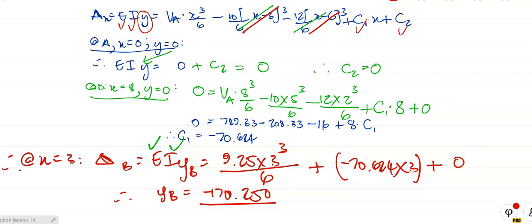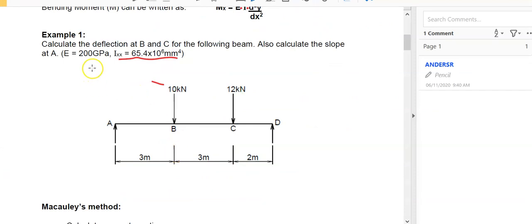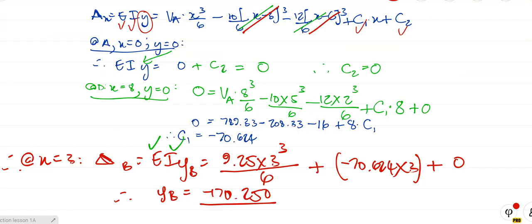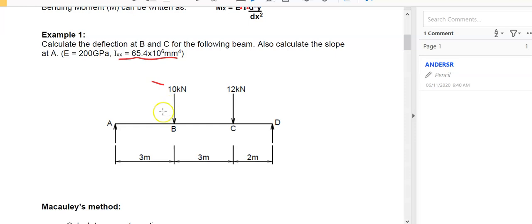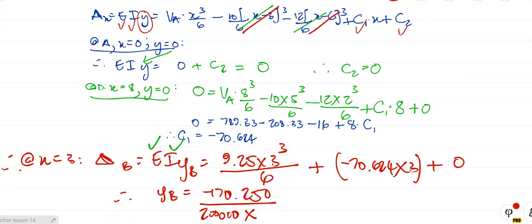What's EI equal to? E is 200 gigapascals. Now remember we did conversions. Yes, you remember it's equal to 200,000 newtons per millimeter squared, over I, and what's I equal to? I is 65.4 times 10 to the power 6 millimeters to the power 4.